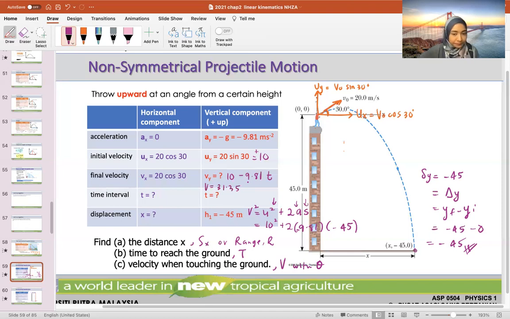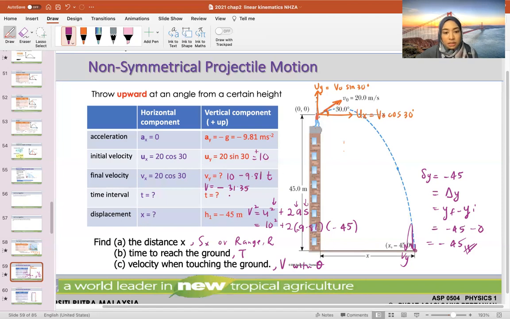What should be the sign here? Positive, negative? Come on guys, Vy. Negative. Negative, right? Because it's going down. So our Vy vector must be downward. So it's a minus. After you solve an equation, if it has a square root, always ask yourself, is it positive or negative? Look at it. So V is minus 31.35 meters per second.